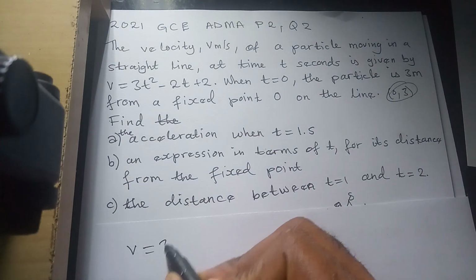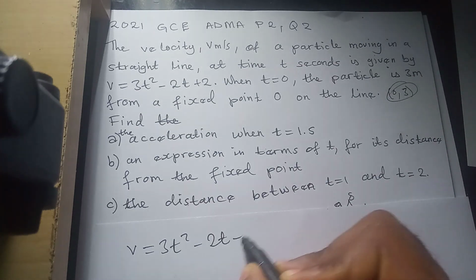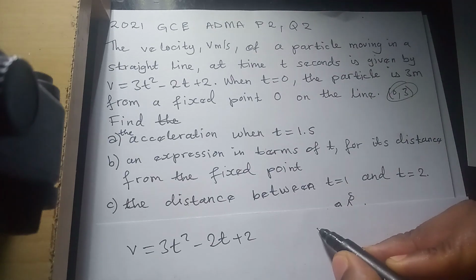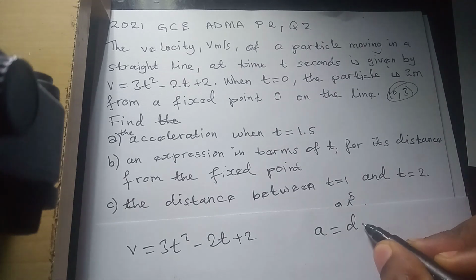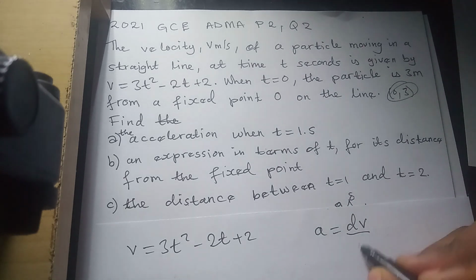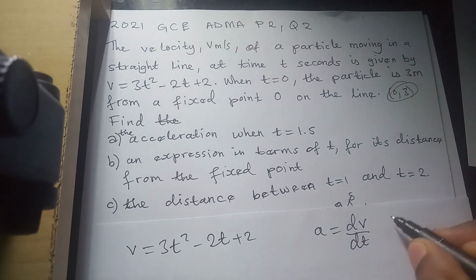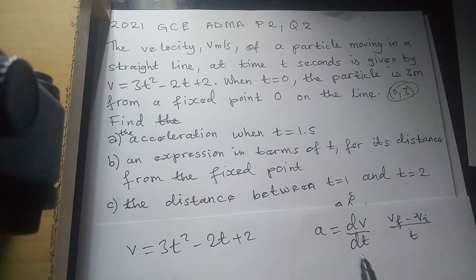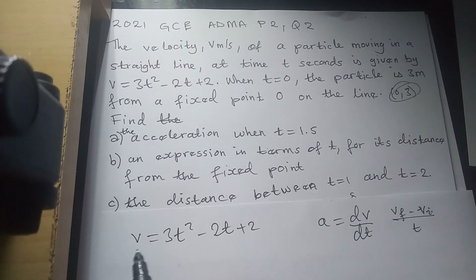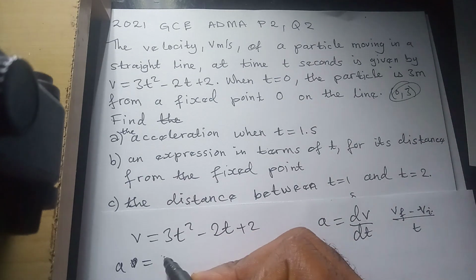So v is equal to 3t squared minus 2t plus 2. Remember, acceleration is equal to the change in velocity with respect to time. You normally just say v final minus v initial over time in physics. So it's the same thing here, except that this change is said to be dv, and then the change in time is said to be dt. So once I differentiate this with respect to t, I'll get my acceleration.